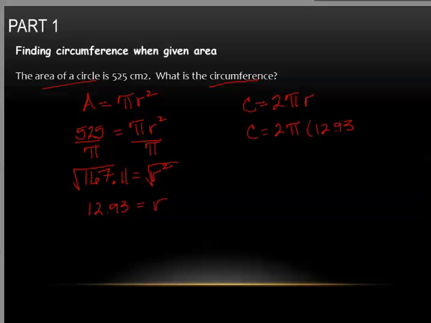My radius, I just rounded to 12.93, and I really should have a squiggly sign there. So all I do is I take that 12.93 and I multiply it by 2 pi. 12.93 times 2 pi, and I get 81.24 for my circumference. Yep, that's 24. I was making sure I rounded it correctly. And that's going to be the answer right there.